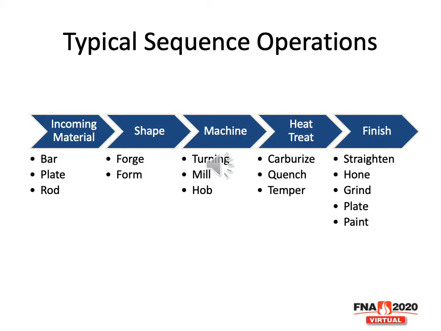Then as I go into the heat treat operation, I will heat it up to austenitize, I'll carburize it, I'll quench it, and then I'll temper. And then finally, after the heat treatment operation, I will do other operations to it. I may straighten it, I may hone it. If it's a large bore, there may be grinding on the teeth. I may be plating it, or I may paint it, or I could be doing all of these.